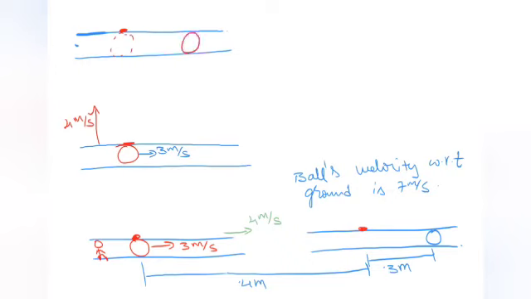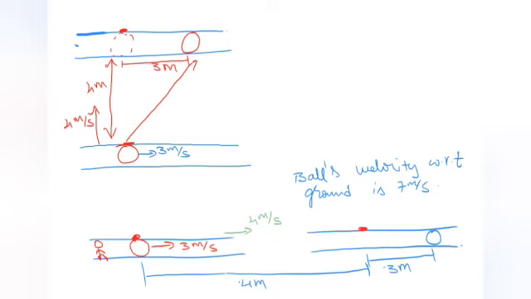You can see here, in 1 second, by how much will the ball be moving? That is the question we need to answer. The ball inside the pipe in 1 second will move by 3 meters, whereas the pipe itself is going to move by 4 meters upwards. Now the net movement of the ball in 1 second will be what?